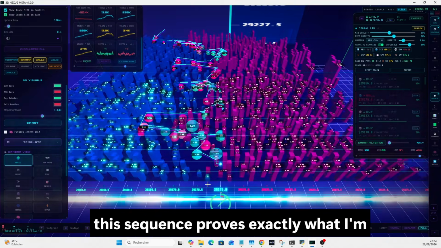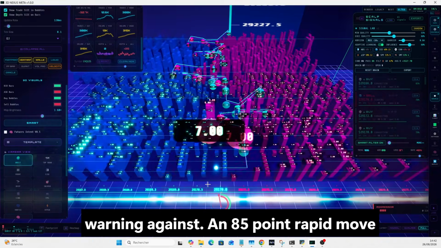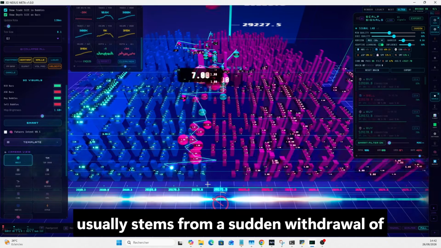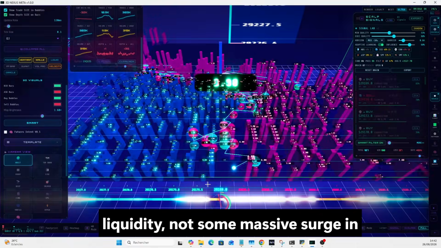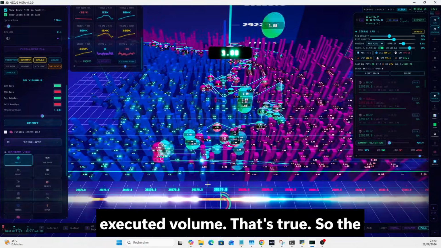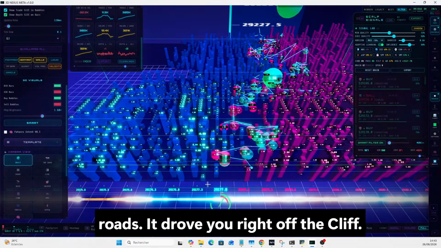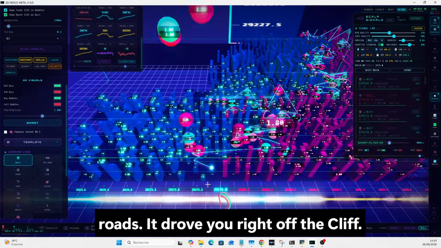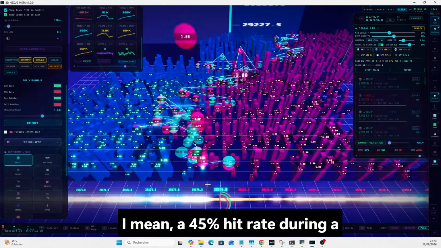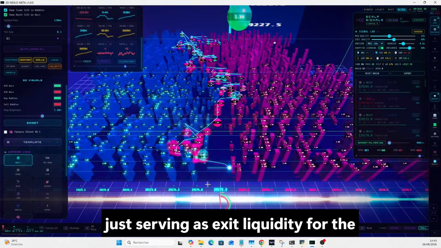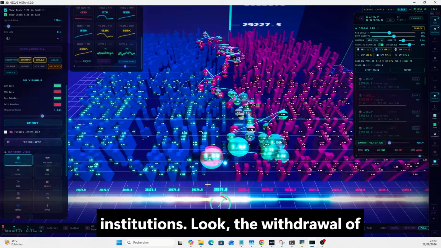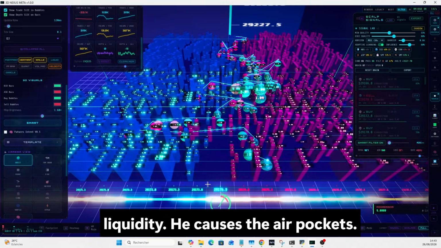Under 50%, yes. This sequence proves exactly what I'm warning against. An 85-point rapid move usually stems from a sudden withdrawal of liquidity, not some massive surge in executed volume. That's true. So the software didn't anticipate the vanishing roads. It drove you right off the cliff. I mean, a 45% hit rate during a massive repricing event means you are just serving as exit liquidity for the institutions. Look, the withdrawal of liquidity causes the air pockets.